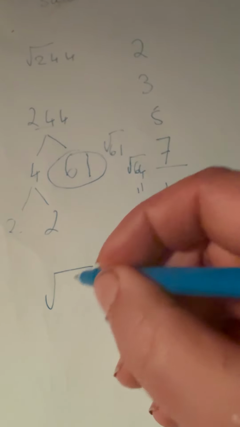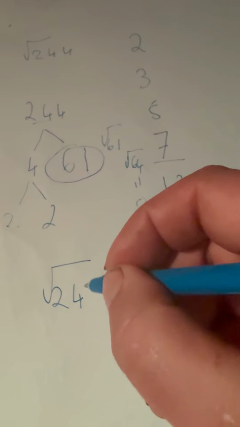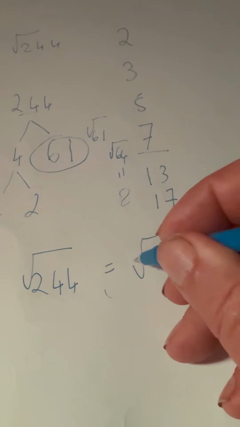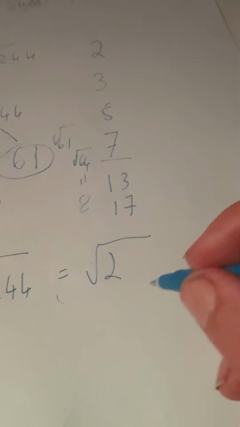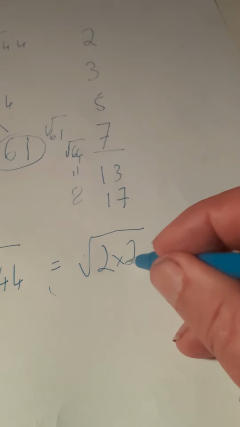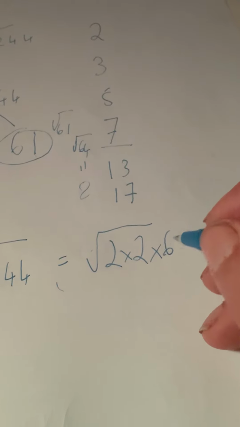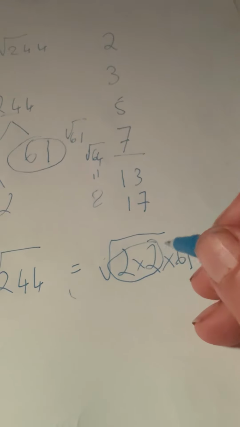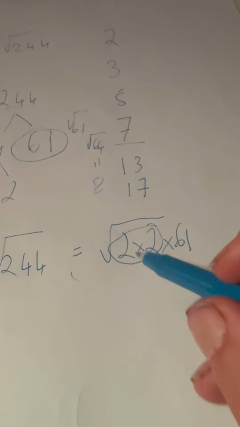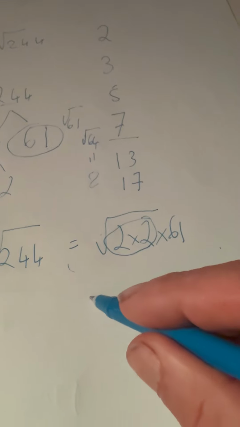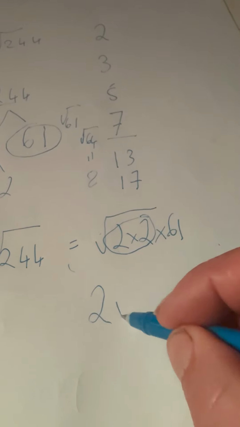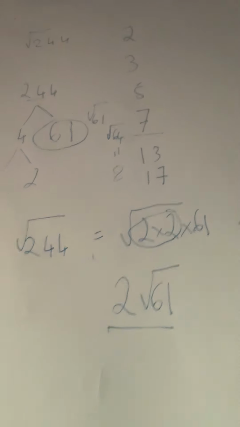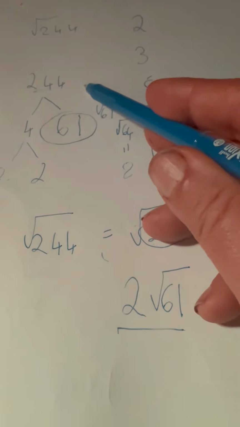So the square root of 244, going back to what we're doing, could be rewritten as the square root of 2 times 2 times 61. However, these two make 4, and the square root of 4 is 2. So if you've got a doubled up prime, you can simply take it through the surd and it stops being a surd. And there you go. And that's the best form of the square root of 244.